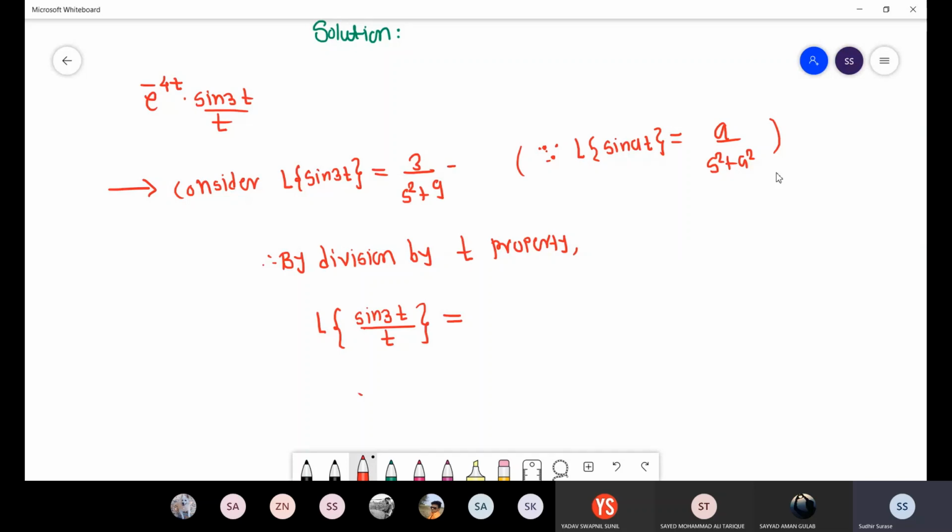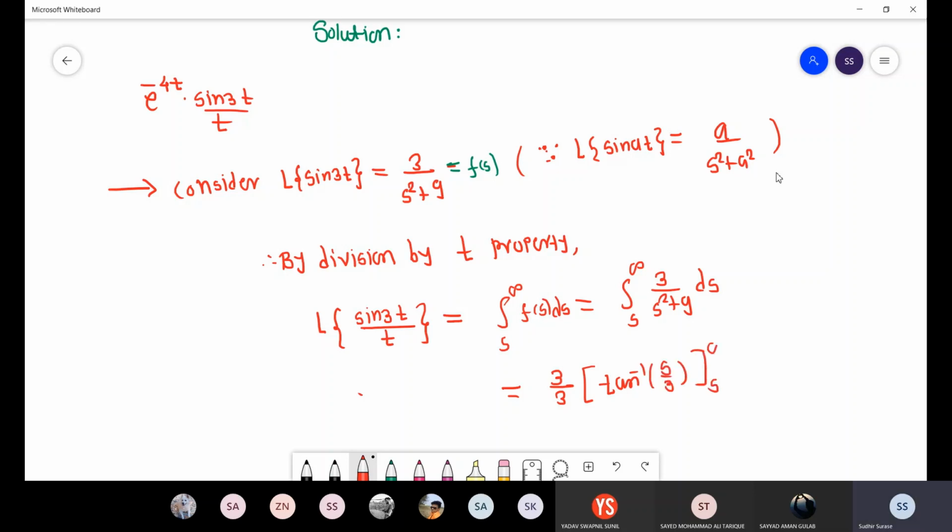Let us call this f of s. So I am calling this small f of s, and by the division by t property, it is the integration from s to infinity of small f of s ds, and that small f of s is nothing but the integral from s to infinity of 3 upon s square plus 9 ds. And now we have, it is equal to integration, so 3, again the same tan inverse formula we can use here. So 3 upon 3, integration is tan inverse s by 3, with limits s to infinity.